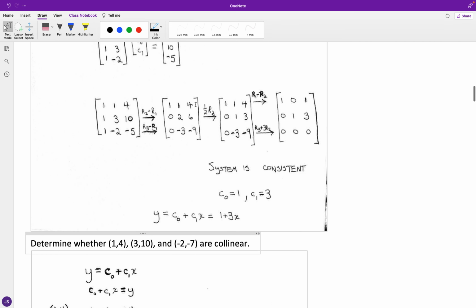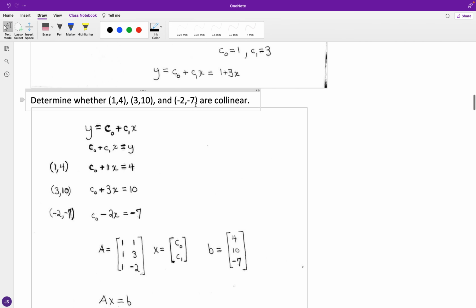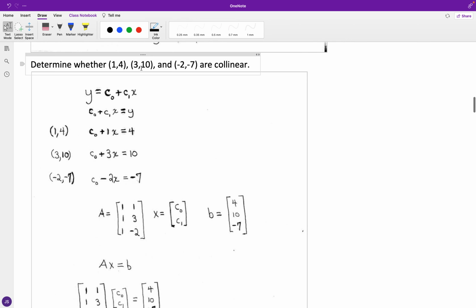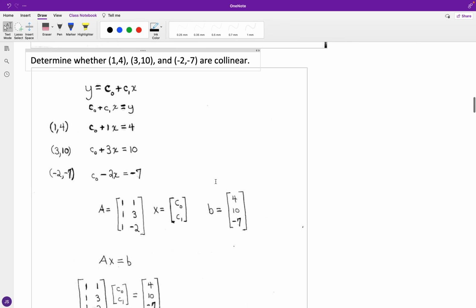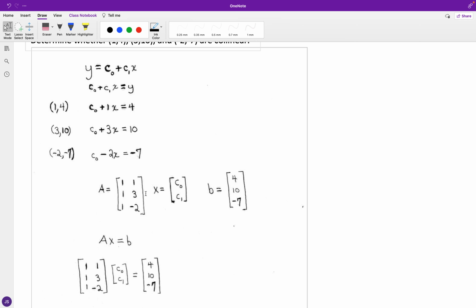Now looking at determining whether (1, 4), (3, 10), and (-2, -7) are collinear. I kept the first 2 points, but I changed the y value for the original third point. In this system of equations, the change is with the last equation: C naught minus 2x is equal to negative 7. So the coefficient matrix is 1, 1 for the top row, 1, 3 for the middle row, 1, negative 2 for the last row, the same as the prior example. Same for x, we have C naught and C sub 1, but for b, we have 4 once again, 10 once again, and instead of negative 5, we now have negative 7.